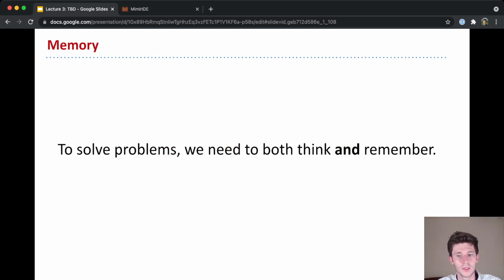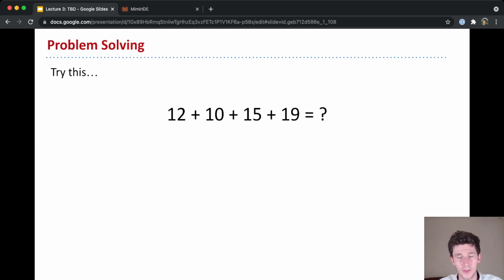Well, you'll be surprised to know, maybe if you haven't thought about it before, that to solve problems, even smaller problems, we often need to not only be able to think through the problem, but also be able to jot things down and remember and reference them later. As an example, I have a simple math problem here on the screen, and I want you to take 15, 20 seconds, and solve it in your mind. Just think through how you would solve this and see if you can come up with an answer.